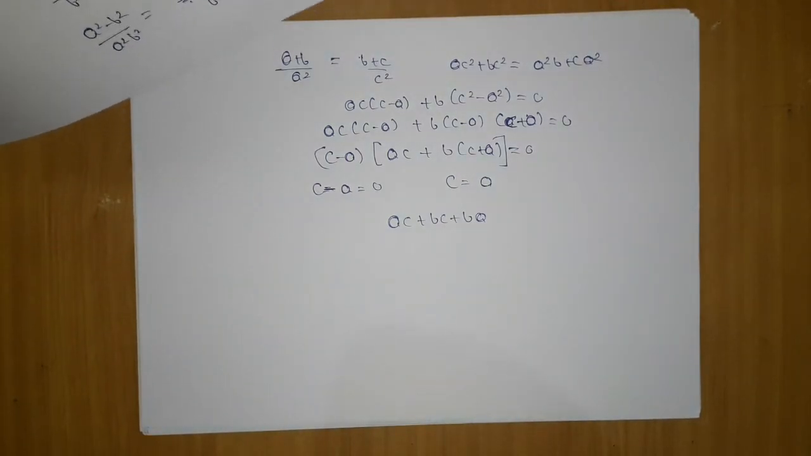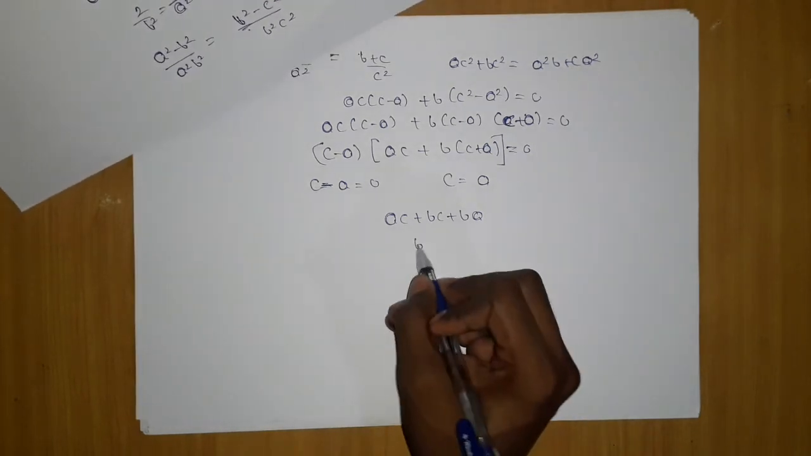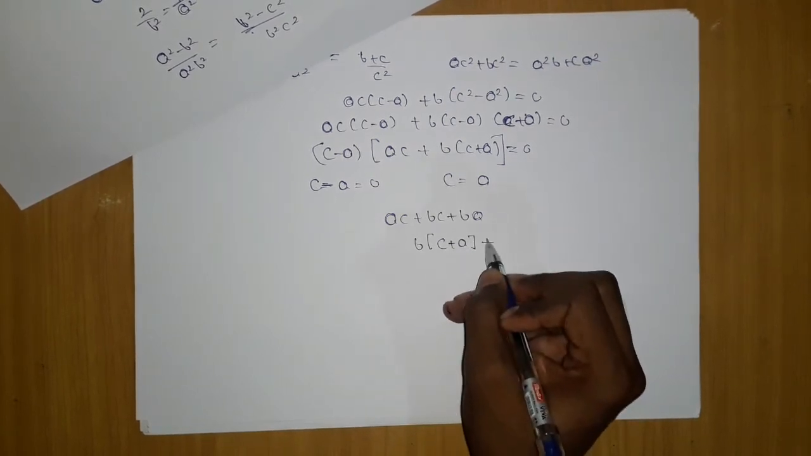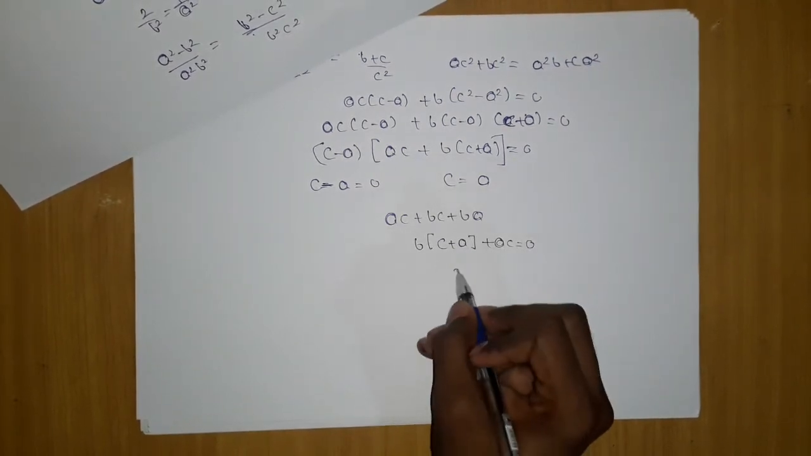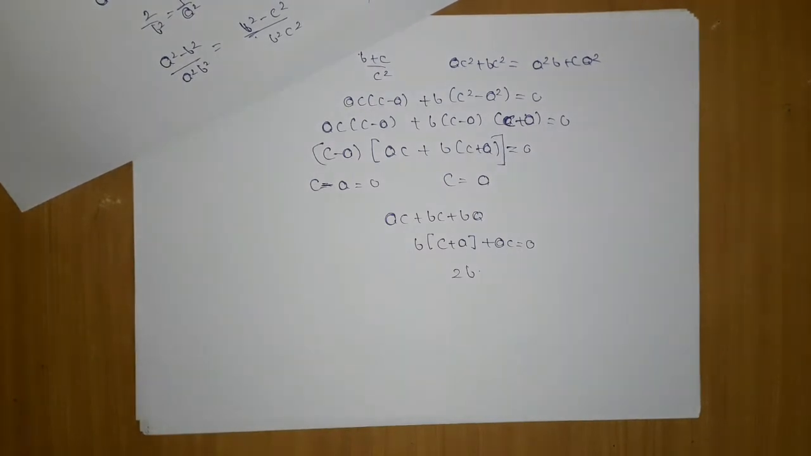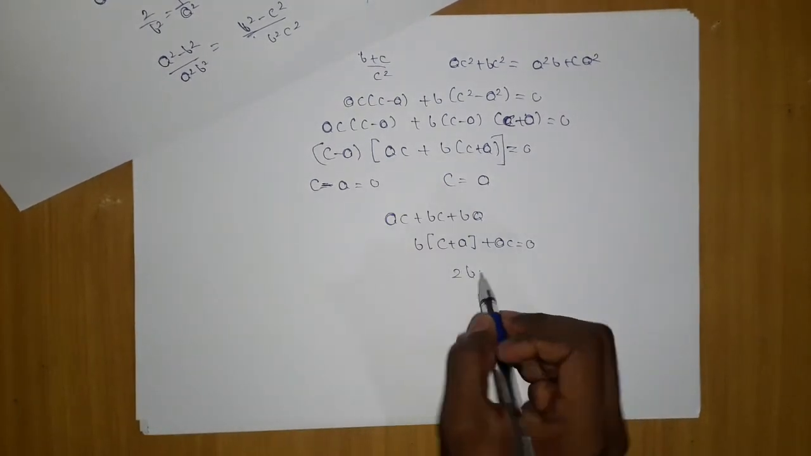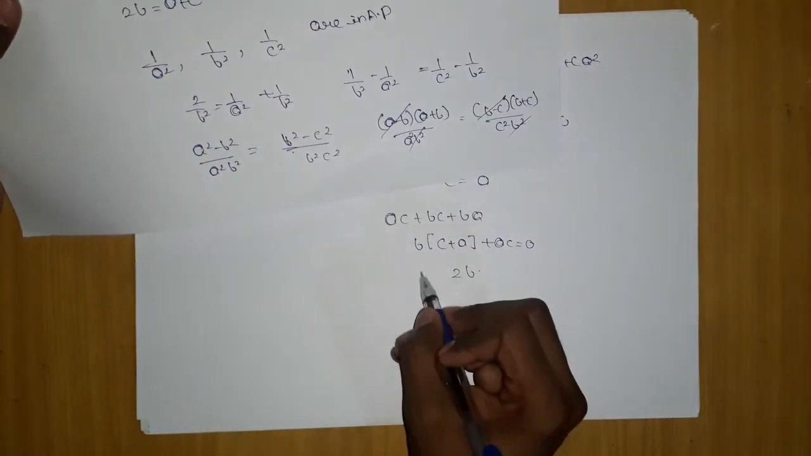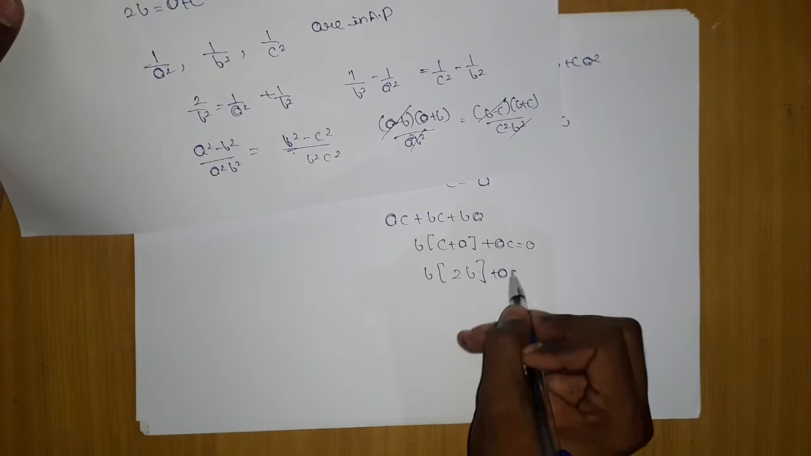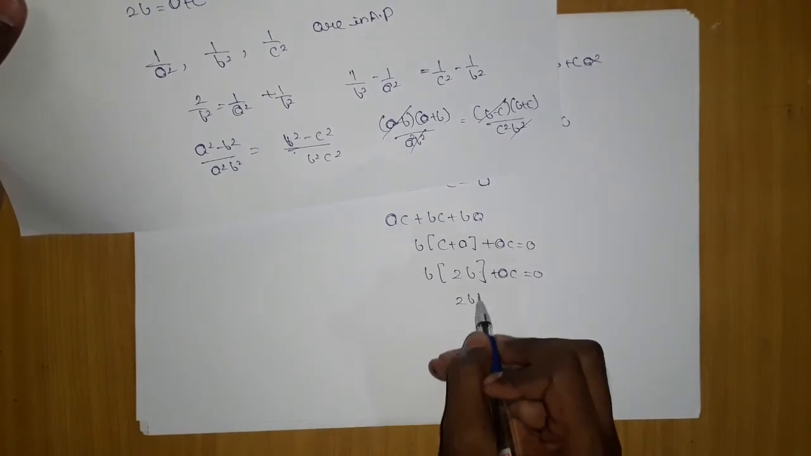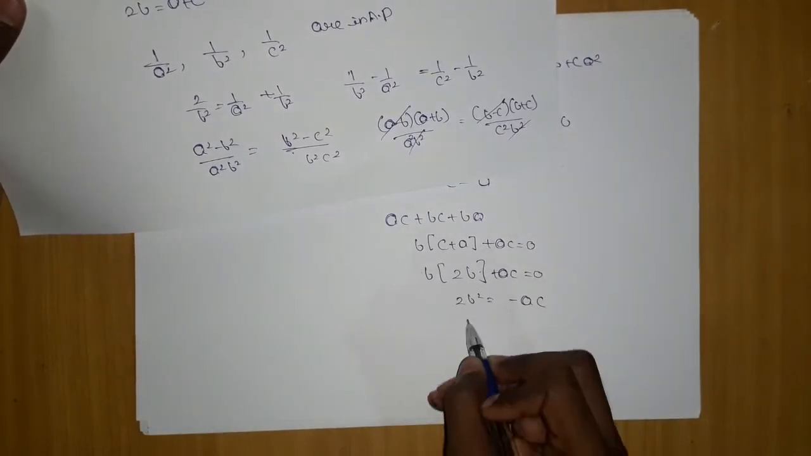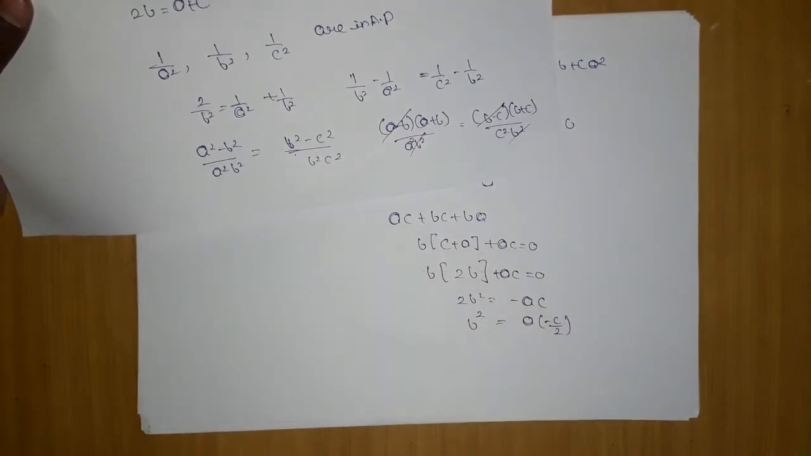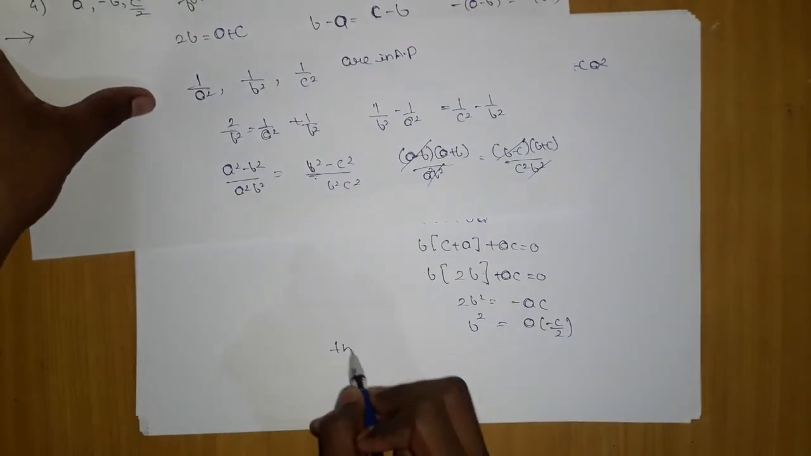I will take b common from c plus a, which will give me b into (c plus a) plus ac should be equal to 0. Sorry, I am doing something wrong. From the first step, 2b is equal to a plus c, so 2b into b plus ac should be equal to 0, which will give me 2b square is equal to minus ac. Then I will move the 2 that side, which will give me a into minus c by 2. So it is very clear that they are in GP.